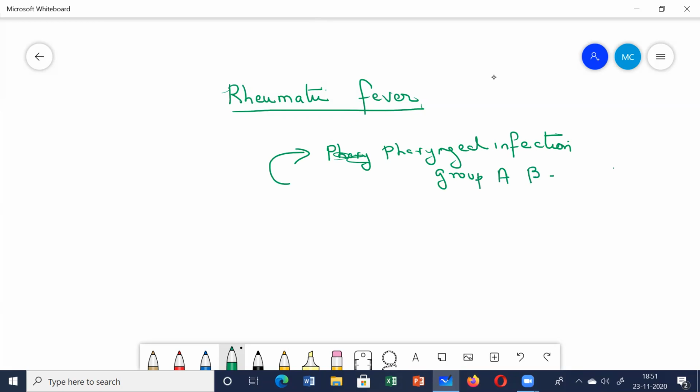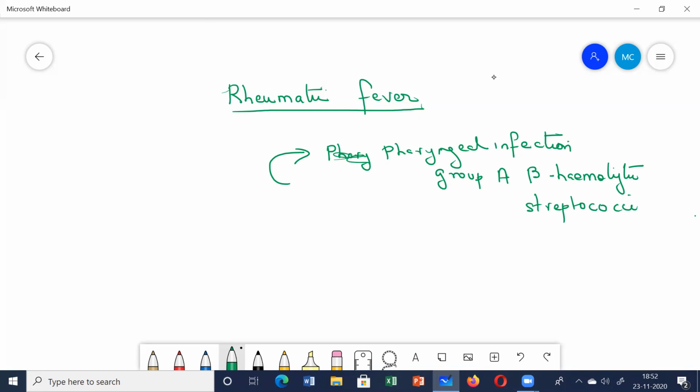Remember, group A beta hemolytic streptococci. So, and this is again a very, very big confusion. Remember, rheumatic fever is not this. See, this pharyngeal infection which the patient is developing, this is an infectious thing, and this is being caused by this bacteria.